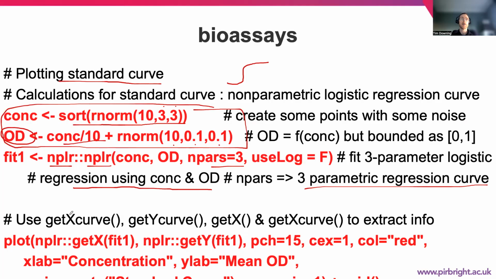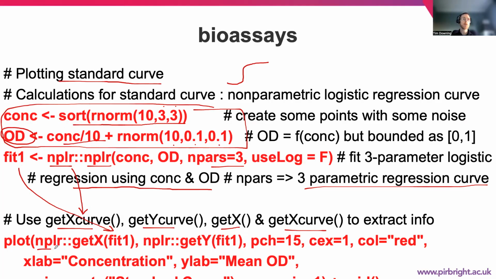And what we can do then is take this function we had before and plot it. The things we're using here are get X curve, get Y curve, get X, and get X curve. What this is taking on board is the fit1. So fit1 is sent down here. We're using get X, get Y, and so on to plot this out.